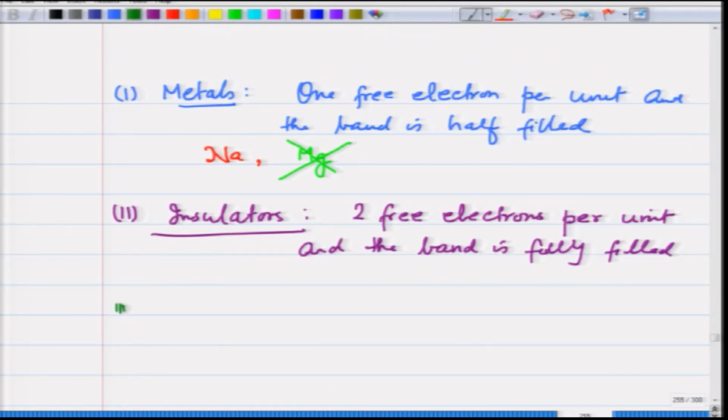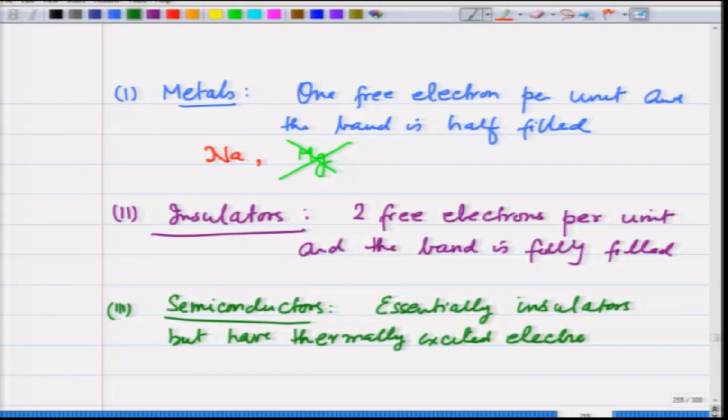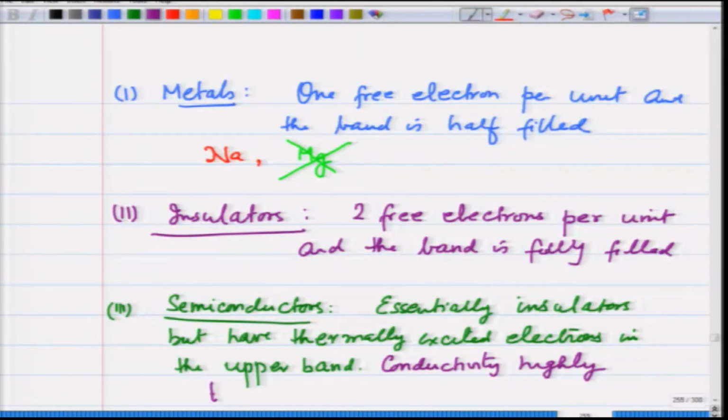And third category is semiconductors, essentially these are insulators, but have thermally excited electrons in the upper band. Conductivity is highly temperature dependent, because basically these electrons are thermally excited, and therefore conductivity depends on the number of electrons, and it becomes highly temperature dependent.